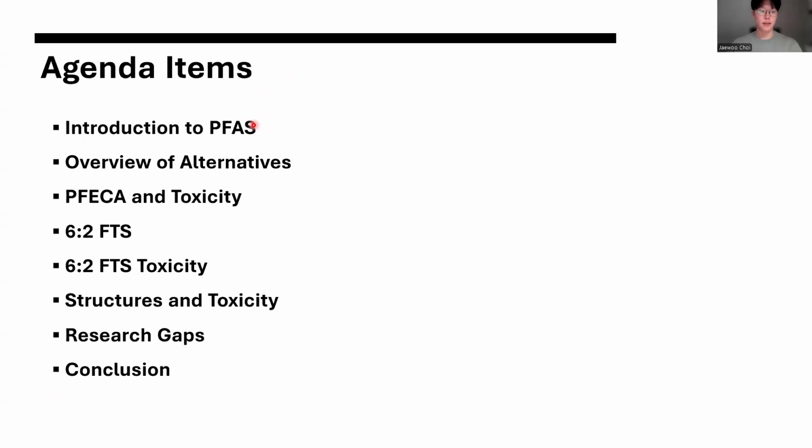Here's what I'll be covering today. First, I'll introduce PFAS, highlighting their properties and concerns. Then I'll provide an overview of alternatives, explaining how they are engineered. Next, I'll focus on PFECAs and their toxicity, followed by an analysis of 6-FTS and its toxicological profile. I'll also discuss the structural characteristics and their effects on toxicity. Finally, I'll highlight key research gaps and conclude with an overall evaluation of PFECAs and 6-FTS as PFAS alternatives.